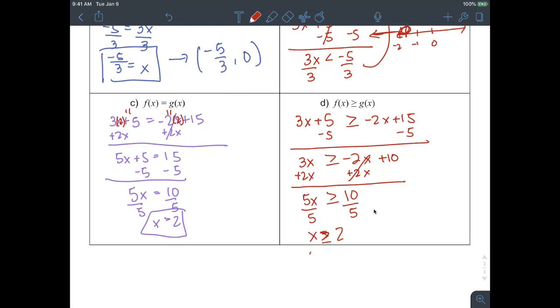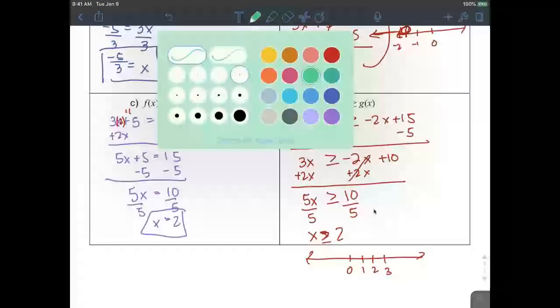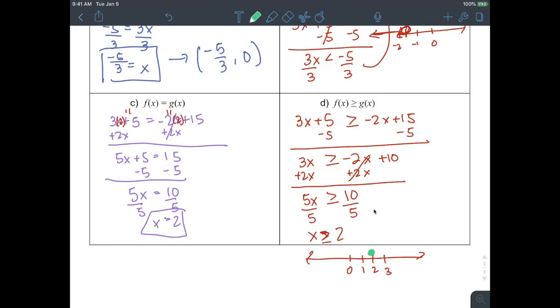On a number line, we look like this. 0, 1, 2, 3. Do we use an open or closed circle at 2? We use a closed circle because it's greater than or equal to. And then it's the values to the right.